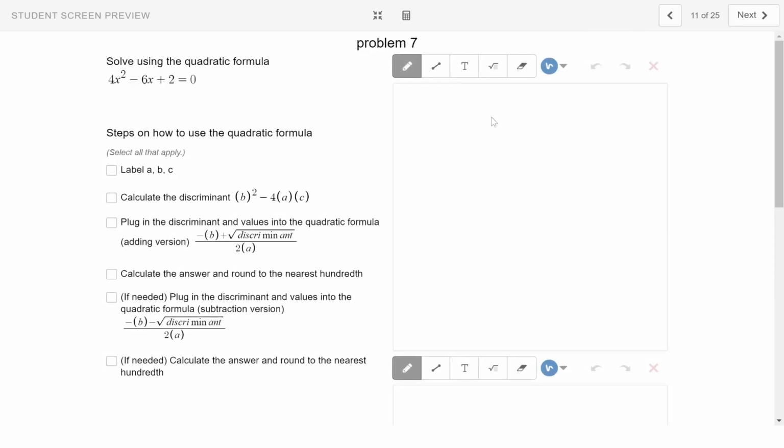Now for the next problem, we're actually going to do the whole quadratic formula. So our A equals 4, our B equals negative 6, and this is where you have to be careful. If you do not use parentheses, you're going to do the whole process incorrectly. So my B squared is negative 6 squared minus 4 times our A times our C. This is going to be our discriminant.